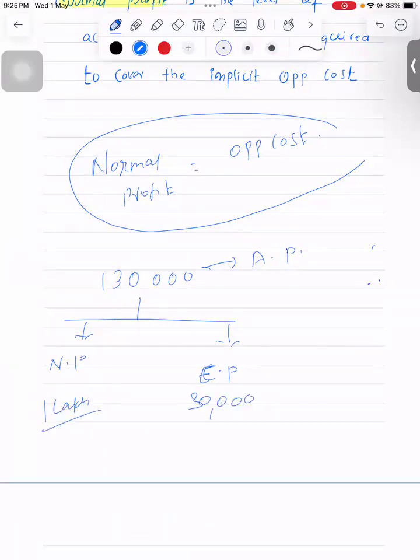Okay, abnormal profit. So basically what we are doing, we are dividing accounting profit into 2 parts. One is normal profit and one is economic profit. And your normal profit is nothing but opportunity cost.